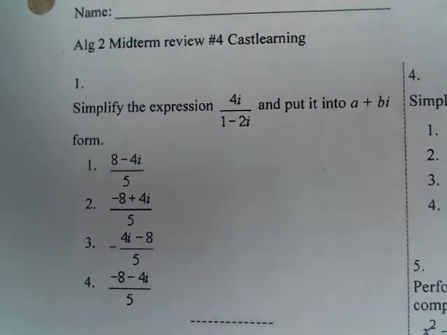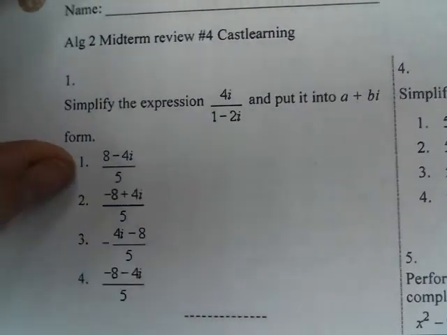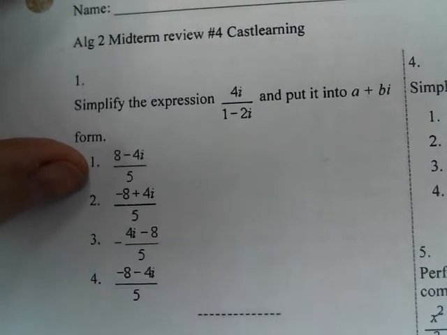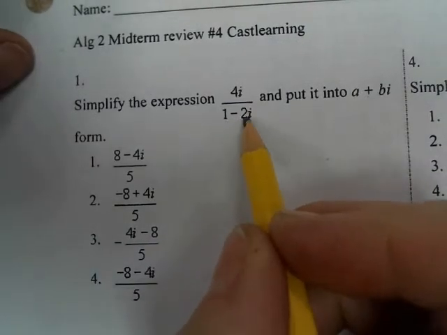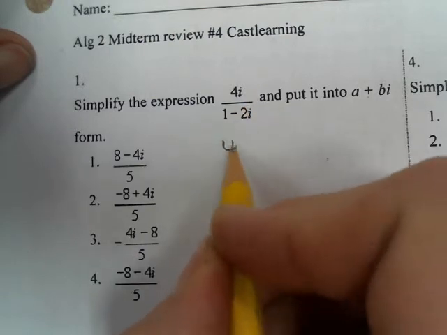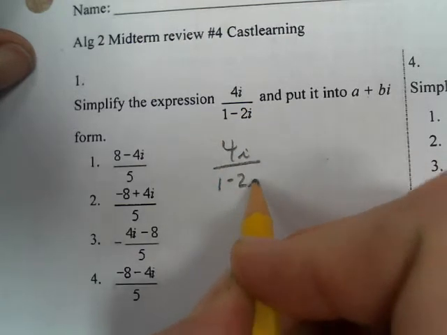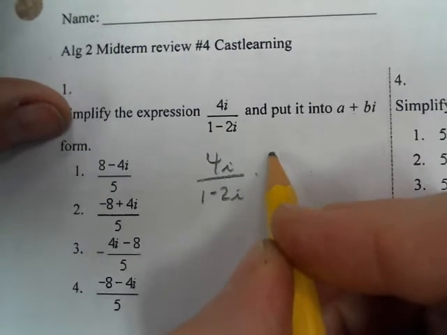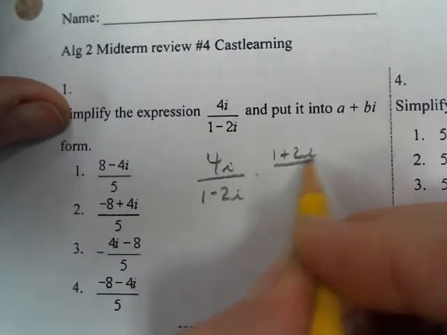This is the last Castlelearning midterm review. This one is number 4. First of all, we have to simplify an expression that has an i in the denominator, so we're going to multiply the top and bottom by the conjugate of the denominator, which is 1 plus 2i.